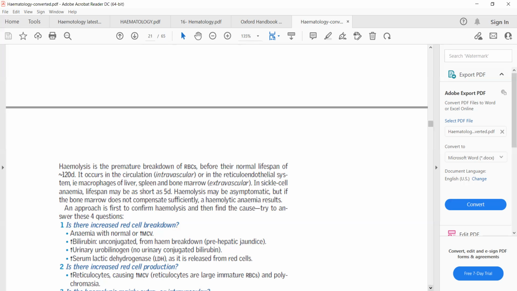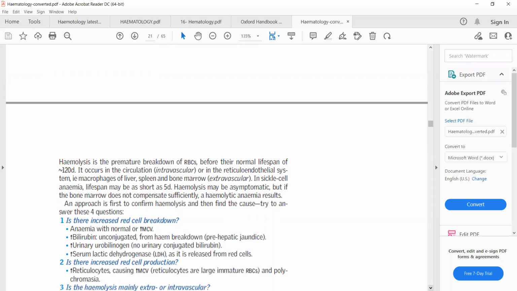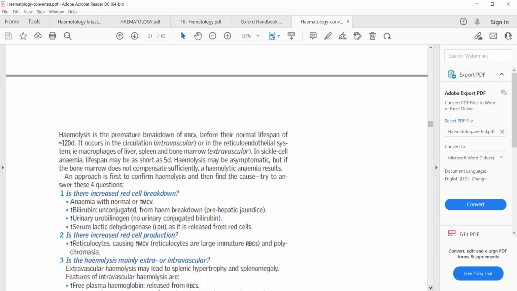So hemolysis is basically a premature breakdown of RBCs before their normal lifespan of 120 days. So how are we going to know if hemolysis is going on? What will happen if there is hemolysis?